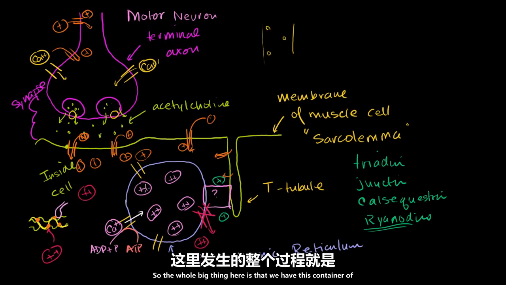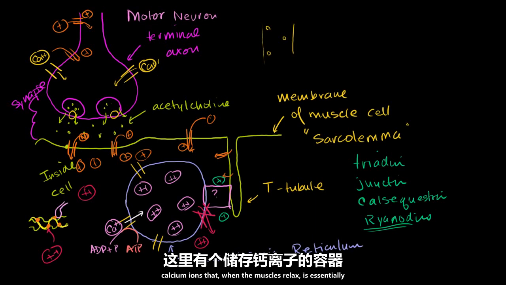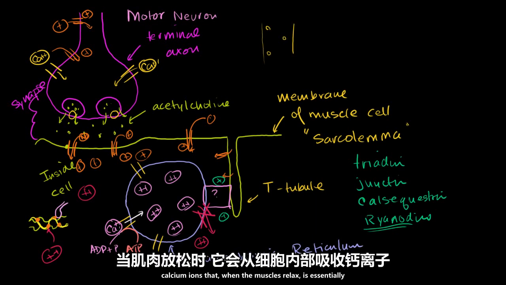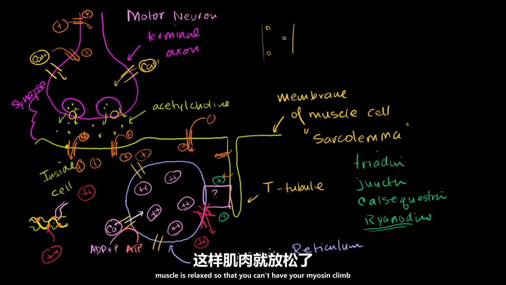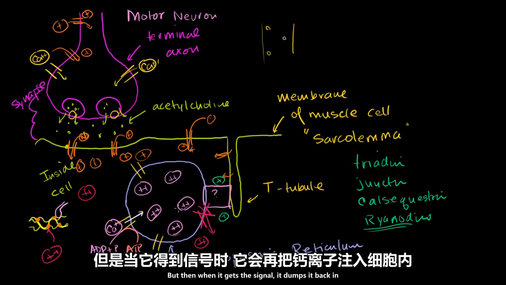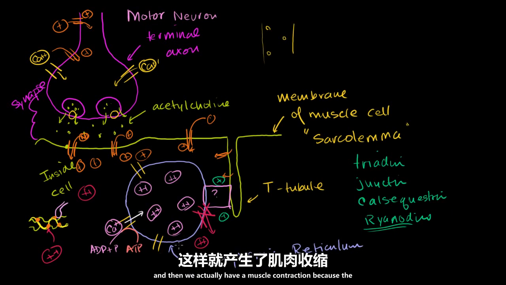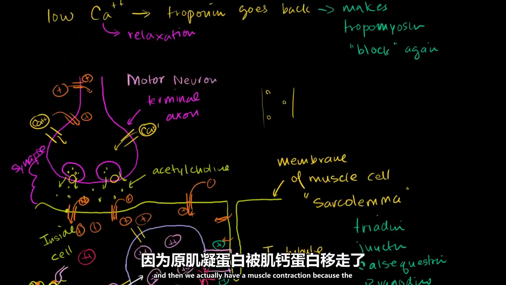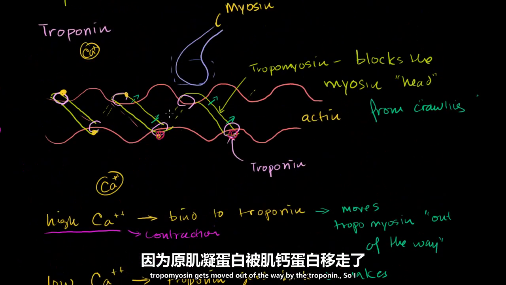So the whole big thing here is that we have this container of calcium ions that, when the muscle is relaxed, is essentially taking the calcium ions out of the inside of the cell, so the muscle is relaxed so that you can't have your myosin climb up the actin. But then when it gets the signal, it dumps it back in, and then we actually have a muscle contraction because the tropomyosin gets moved out of the way by the troponin.